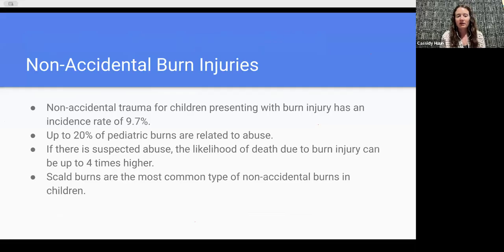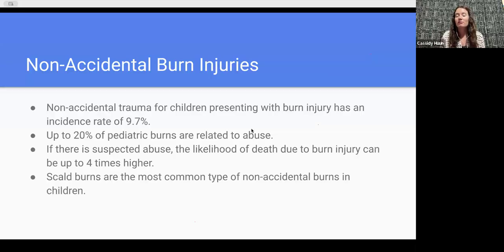This takes us into talking about another important topic in pediatrics, which is non-accidental burn injuries. Non-accidental trauma for children presenting with a burn injury has an incidence rate of 9.7%. So of kids presenting with burn injury, this is really from the United States, almost 10% will be non-accidental burn injuries. And up to 20% of all pediatric burns are related to abuse. If there is suspected child abuse, the likelihood of death due to a burn injury can be up to 4 times higher than other burn injuries.